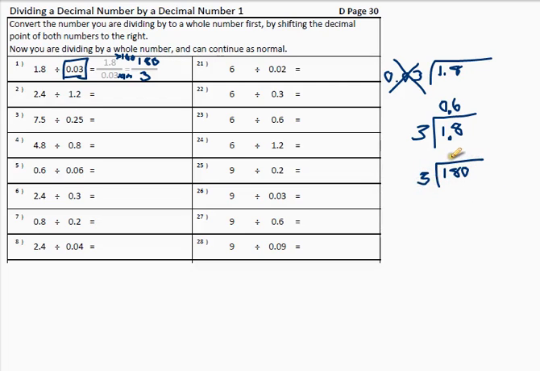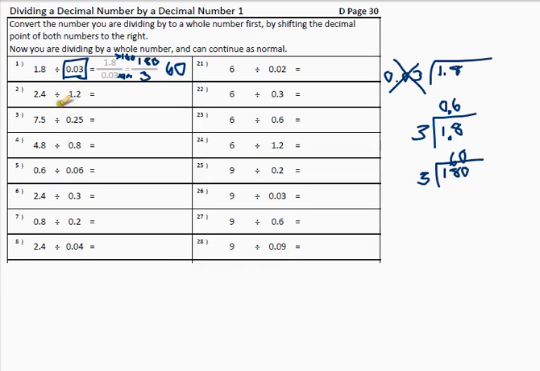And 3 goes in 18, 6. And 3 goes in 0, 0. So my answer is 60. And that is the answer. That is the answer you will get when you put this sum in your calculator. So no need to put any points back, nothing. It's totally different from multiplication. Don't think of it in the same sentence, multiplying and dividing decimals. It's very, very different, okay?